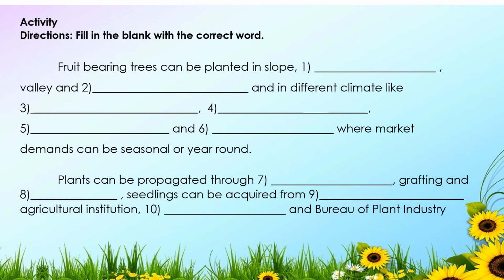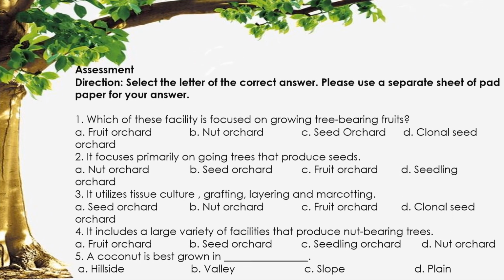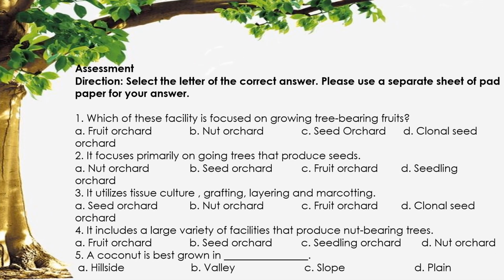And let's have an activity. Fill in the blank with the correct word. Do this on a piece of paper. And next meeting, we will check if your answers are correct. And for your assessment, select the letter of the correct answer. Please use a separate sheet of pad paper for your answer. And of course, next meeting, we will check your answers.